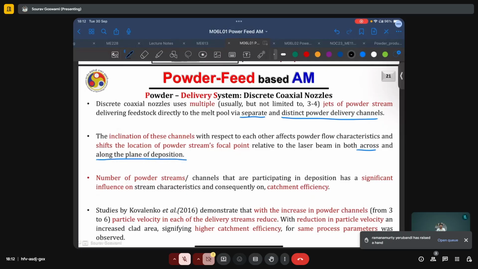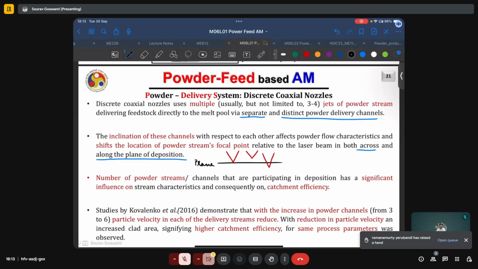If this is the plane of deposition, then depending on the inclination of the channels, the focal point may be directly on this plane, or it may be some distance above, or it may be a defocus beam going some distance below. This is what is meant by change in focal point of the powder stream across the plane of deposition.